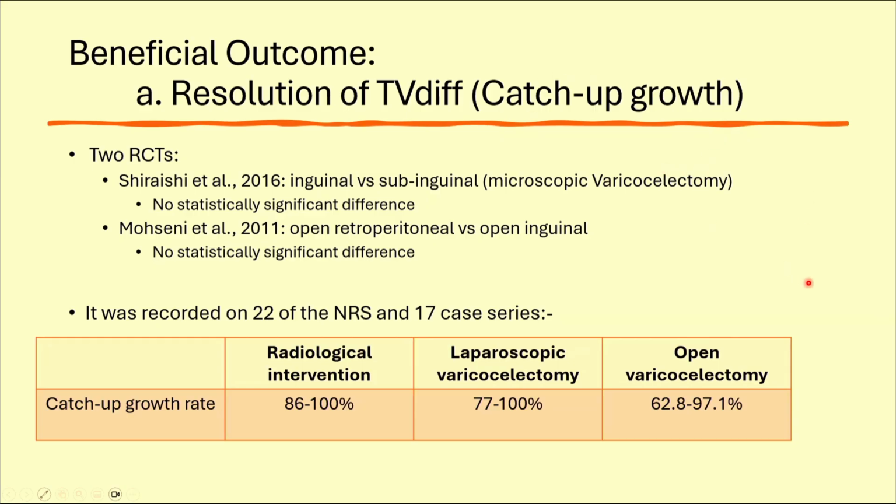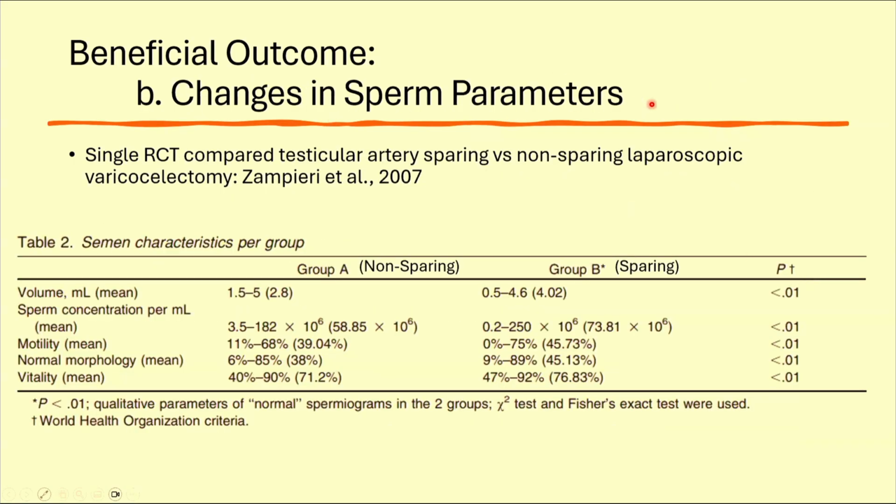That's in terms of catch-up growth. Now, in terms of sperm parameters, there was a single randomized controlled trial that compared testicular artery sparing versus non-sparing laparoscopic varicocelectomy, done by Zamperini in 2007. After the surgery, sparing or non-sparing, he evaluated the semen parameters. Let's focus on the numbers in between the brackets.